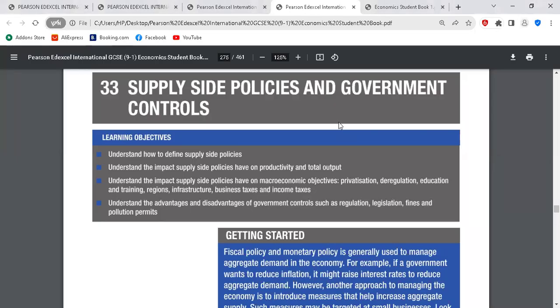We're going to chapter 33, supply side policies and government controls. Supply side policy is used to increase or to control aggregate supply. When we talked about monetary policy, we used it to control aggregate demand. When we talked about redistribution of income, it's about aggregate demand. But here, for supply side policies, it's strictly on aggregate supply. So we go down and see.